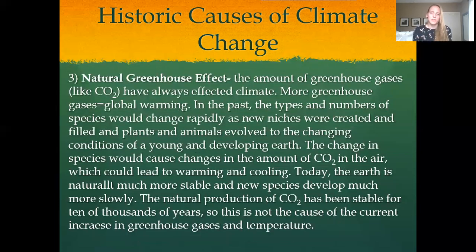And then lastly, the natural greenhouse effect. So the amount of greenhouse gases in the atmosphere always affects climate, and more greenhouse gases mean more global warming. In the past, when we had a lot of major extinctions and really rapid evolution happening, essentially because the Earth was developing so quickly when it was young, plants and animals also developed quickly, in terms of evolutionary scale. And the new species that evolved could change the amount of carbon dioxide in the air. And we'll talk about this when we get to our lesson on Earth's atmospheric composition in Bio 20.